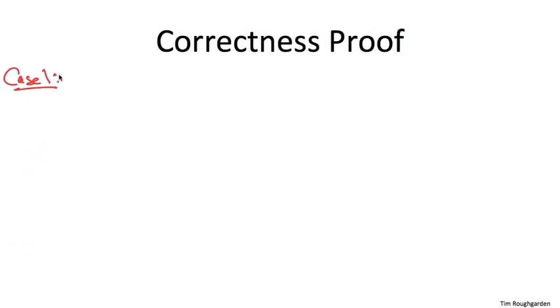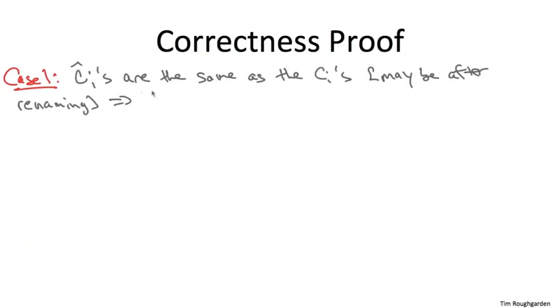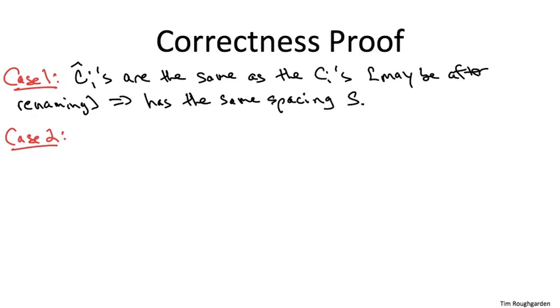So let me just quickly dispose of a trivial case. If the C hats are the same as the C's, possibly up to a renaming, then of course exactly the same pairs of points are separated in each of the clusterings, so the spacing is exactly the same. So that's not a case we have to worry about. The interesting case then is when the C hats differ fundamentally from the C's, when they're not merely a permutation of the clusters in the greedy clustering.